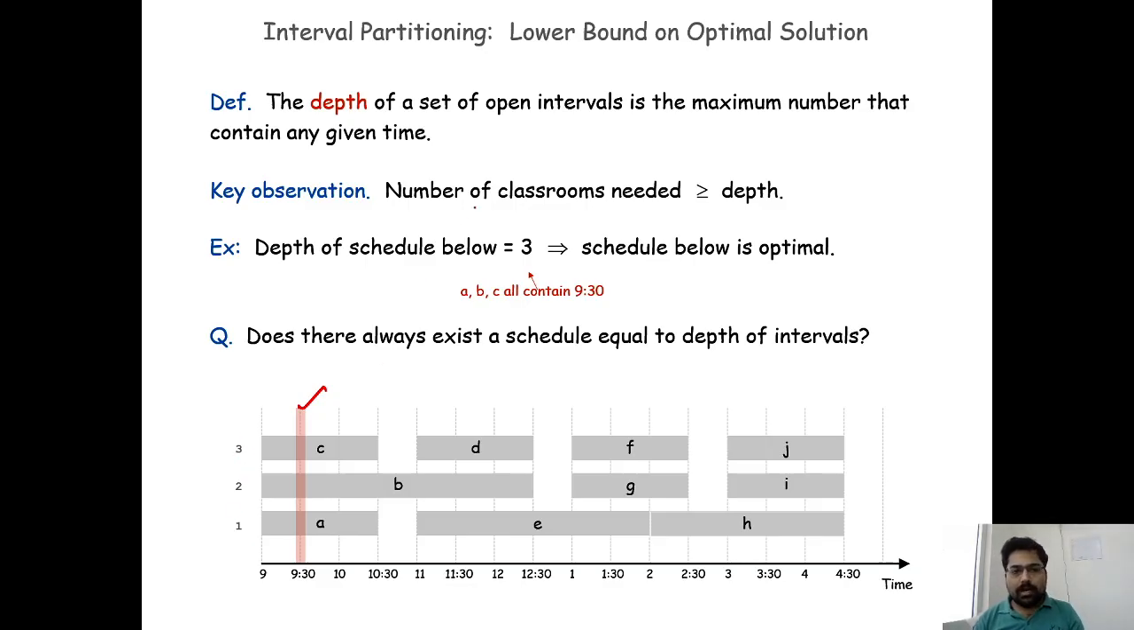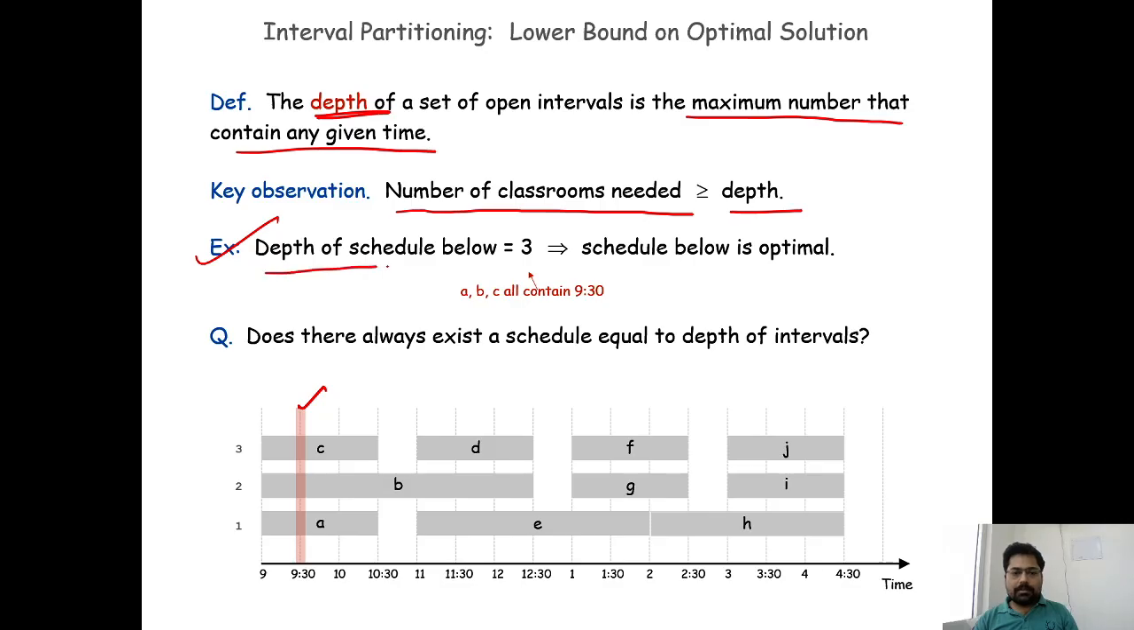Here, as per this, it is written: the depth of a set of open intervals is the maximum number that contains any given time. So the number of classrooms needed is equal to or greater than the depth. Means you can say the number of classrooms is three, 1, 2, 3, and here are the classes that are going on. So for this case, there are three classrooms. The depth could be 3 here as well, as we found.